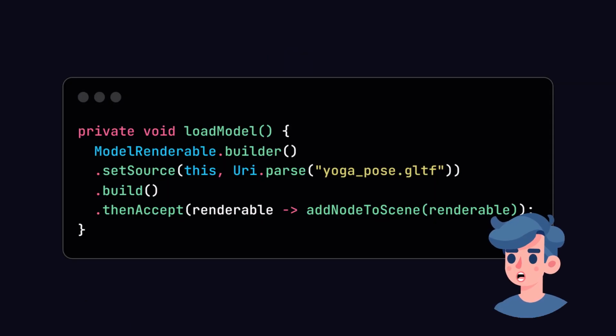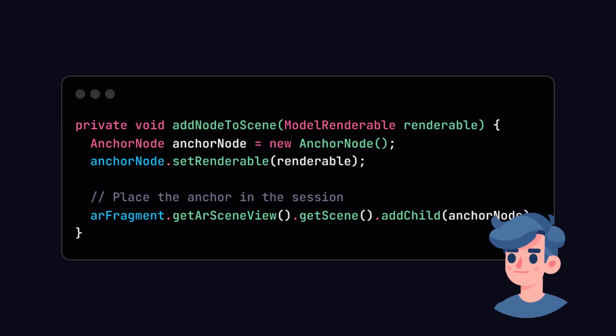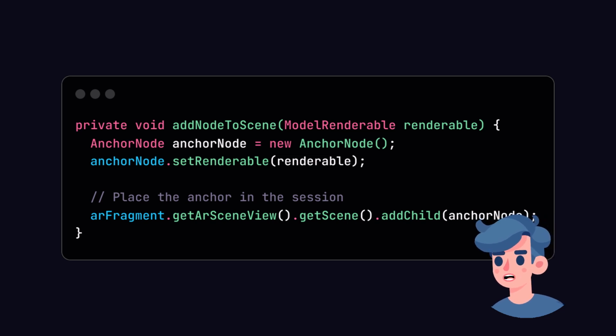Now it's time to load and display the 3D models in your AR environment. Let's add a method in MainActivity.java to load a yoga pose. We'll use Sceneform to load our .gltf models. Next, create the addNodeToScene method to place the model in the AR scene. This method will take in the model renderable object and create an anchor in the AR session for placement.